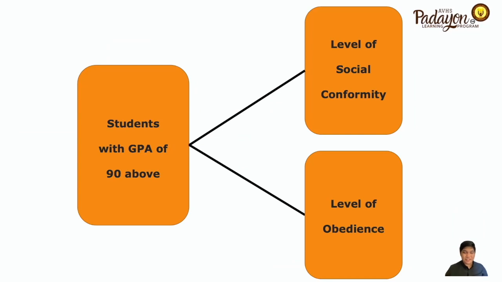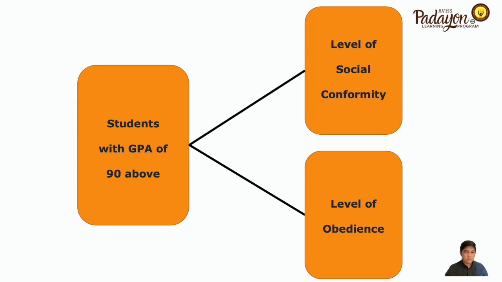The next example that we have here is a research study that uses a predictor-criterion model. So the predictor variable here would be the students with a GPA of 90 and above. When you talk about GPA, this is the general point average. And we have two criterion variables. These are two separate, individual variables: the level of social conformity and also the level of obedience. So in this case, it is not an IV-DV model because we already have three exclusive variables. Students with a GPA of 90 and above, it's something that we cannot control. Technically, their grades are already given, okay?